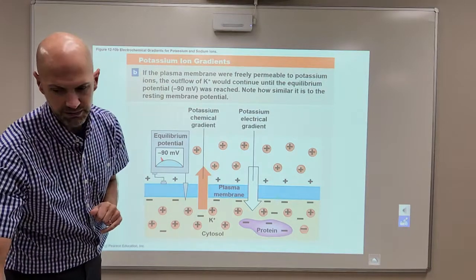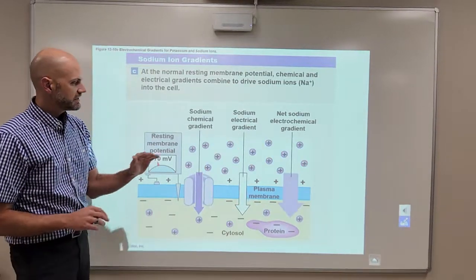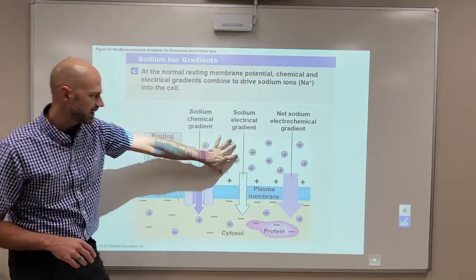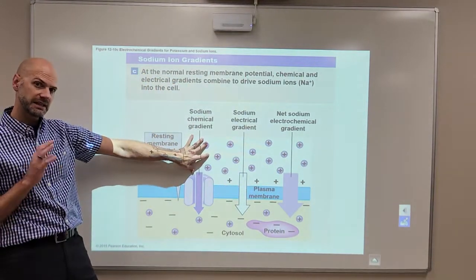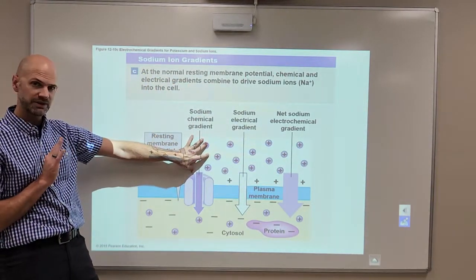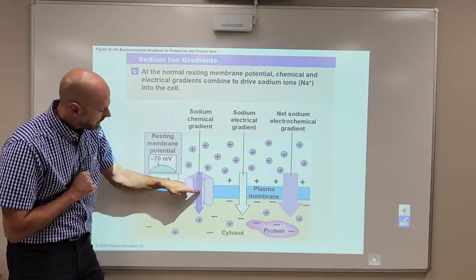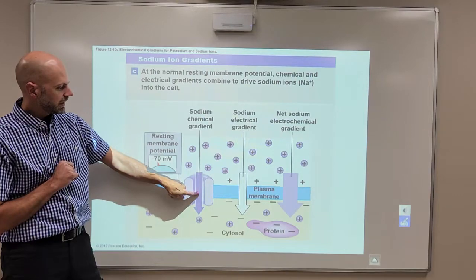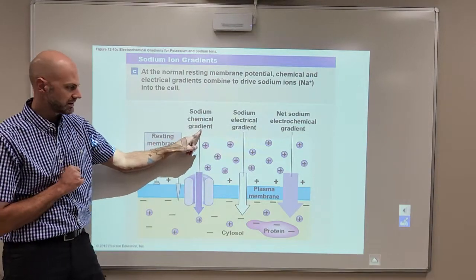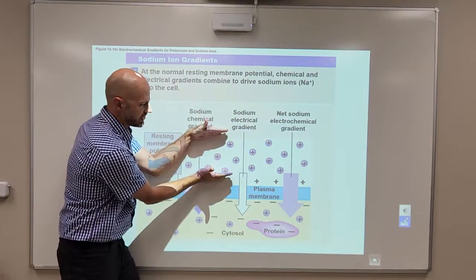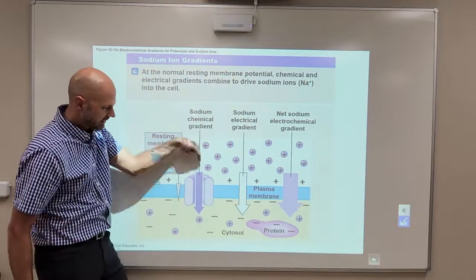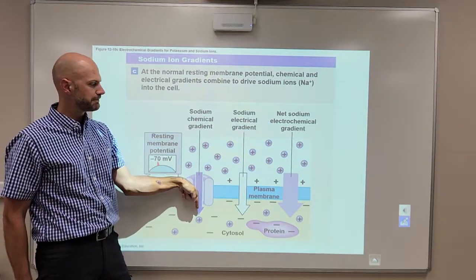Now let's talk about sodium. Sodium is here. We notice that there's lots of purple balls here on the outside of the cell, because that's where sodium is in high concentration at a resting potential. We're at minus 70. The inward directed dark purple arrow here is the chemical gradient. Because they're going from high concentration to low concentration, the chemical gradient is going to be inward.